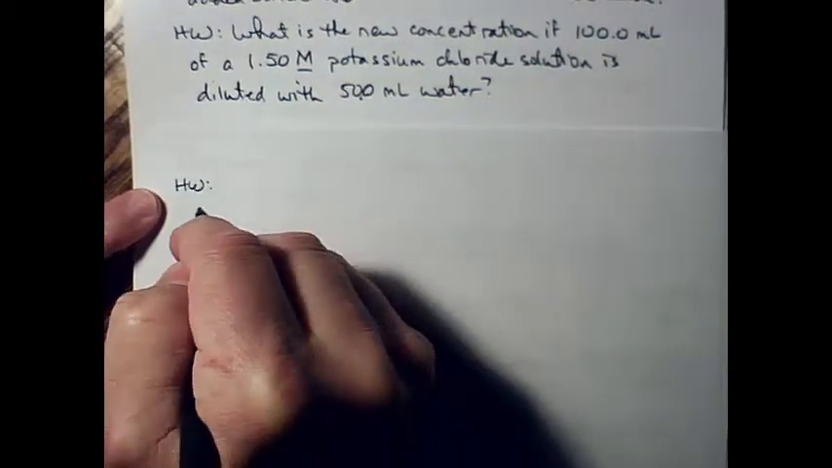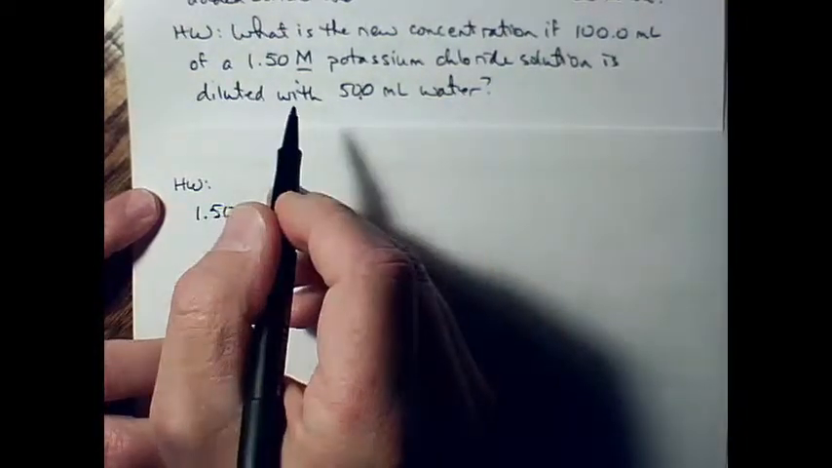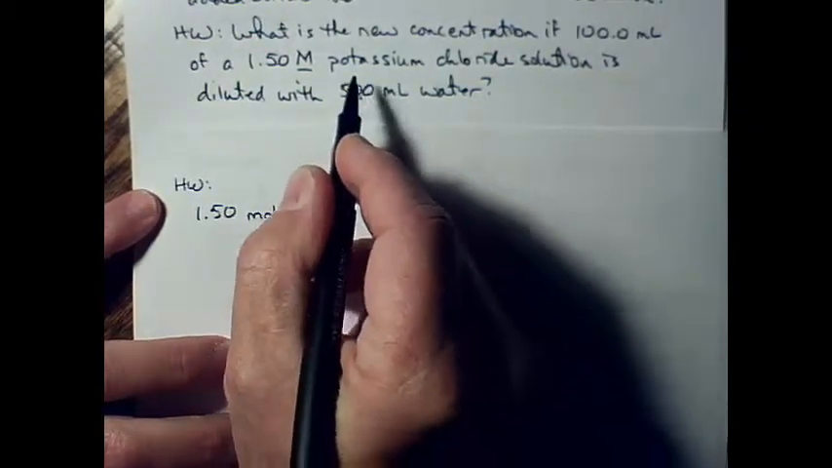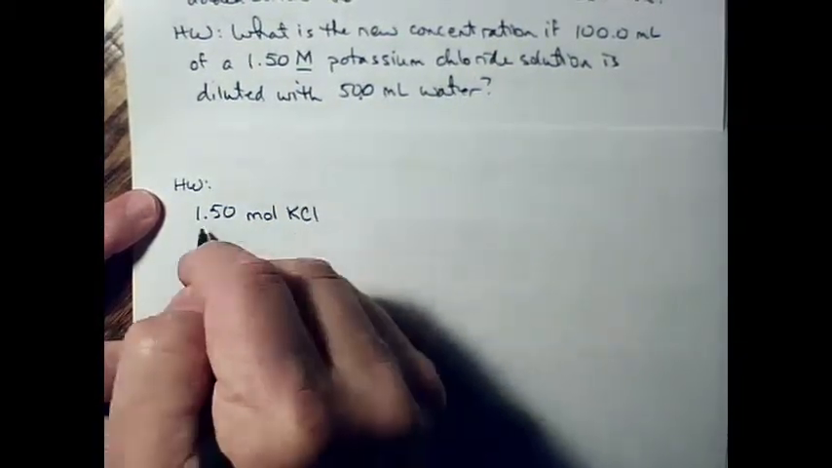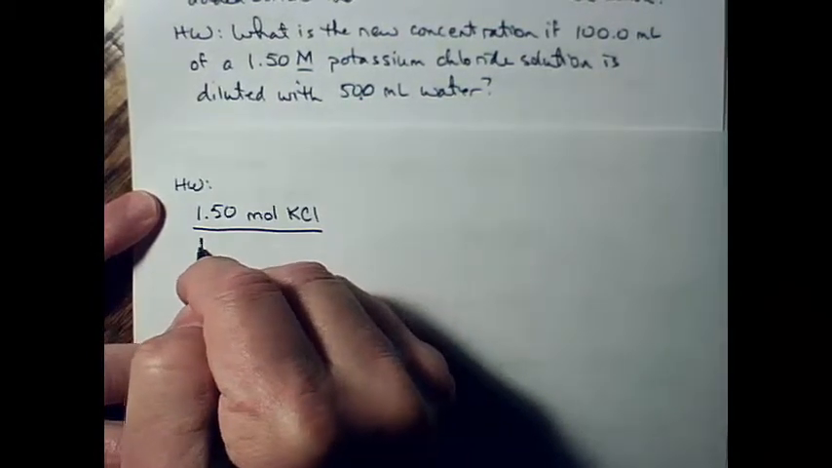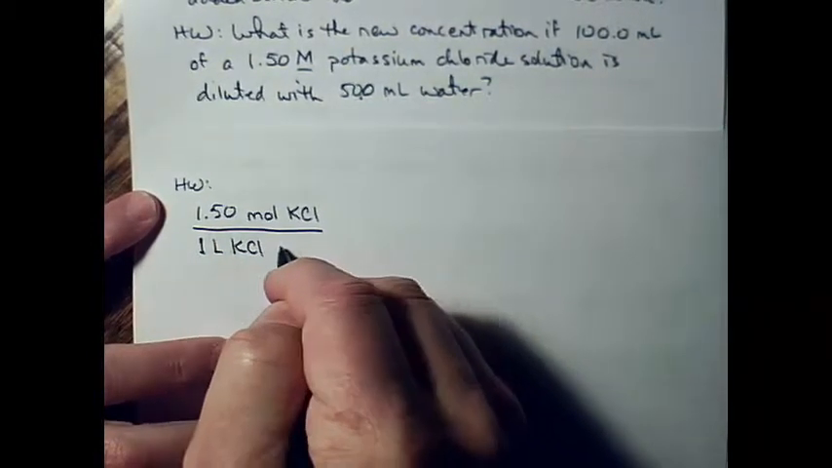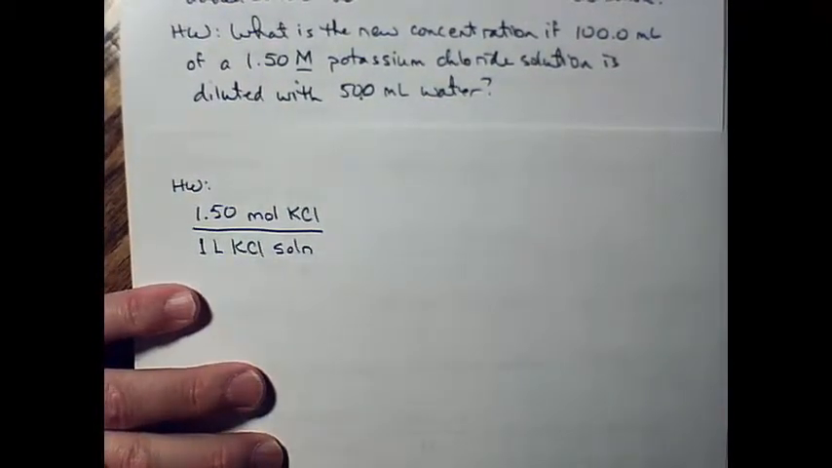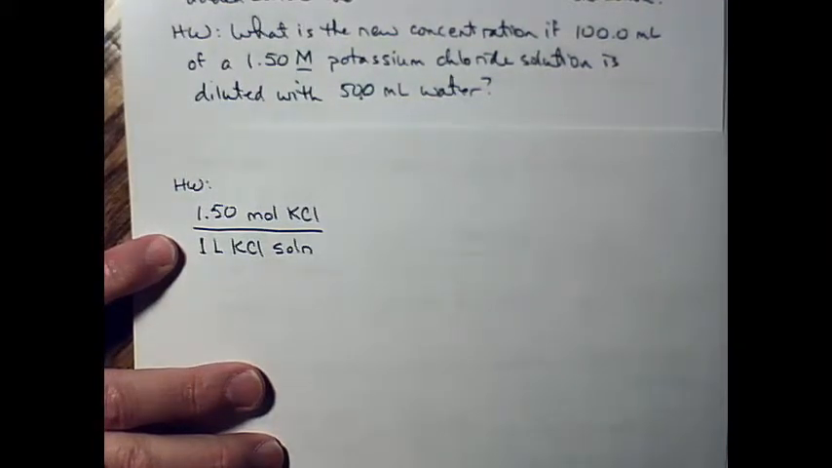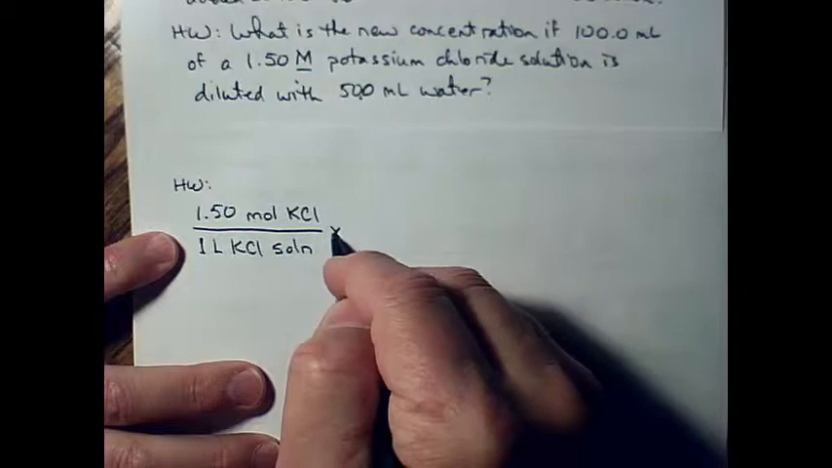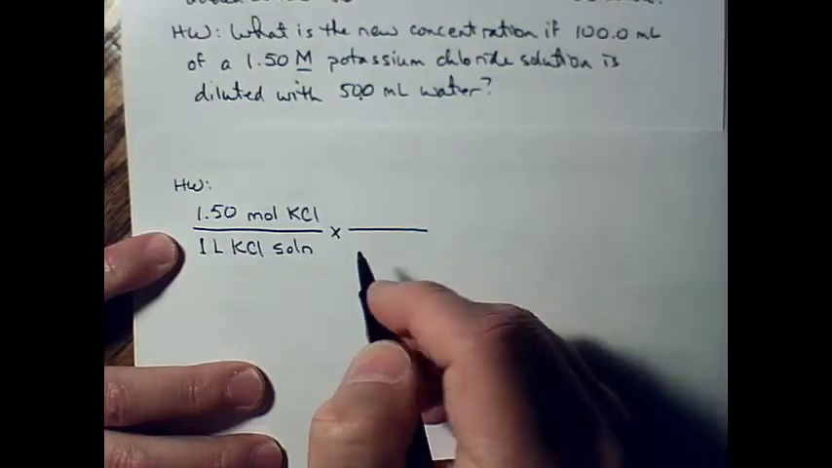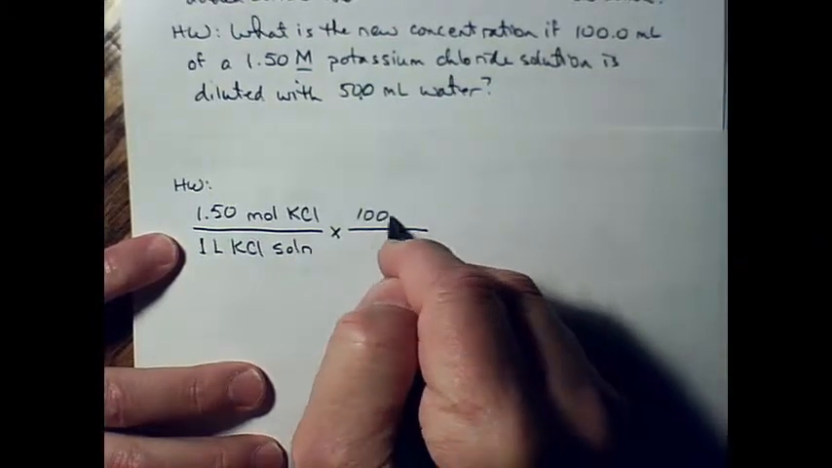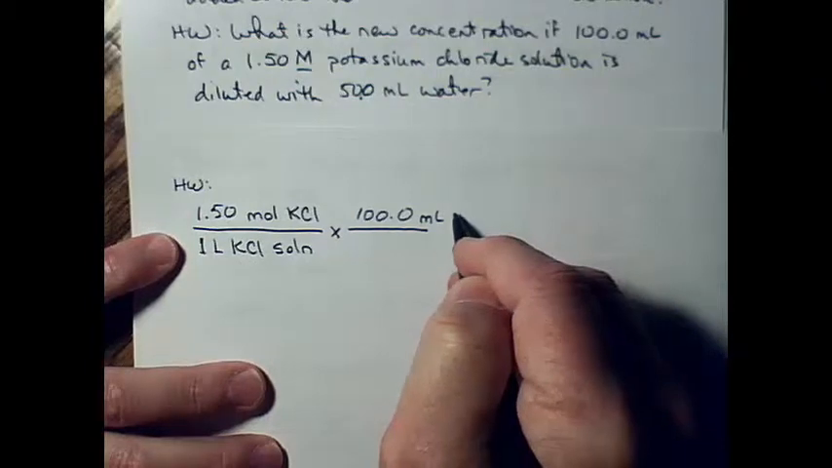So we have 1.50 molar. Well, molar means there are 1.50 moles of potassium chloride in 1 liter of potassium chloride solution. Okay? What I explained yesterday is if you multiply this by the volume, it will leave you with just the moles. Now, in the problem, the volume is given to you in milliliters. The original volume of this solution here is 100 milliliters. And this is the KCl solution.